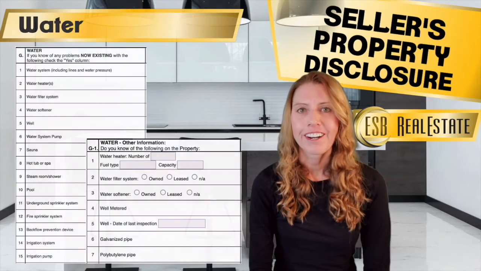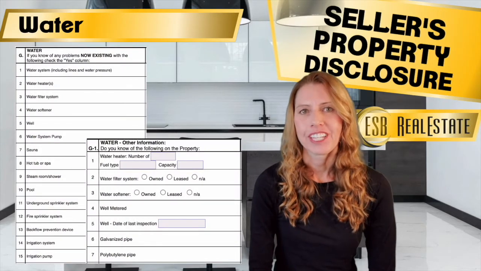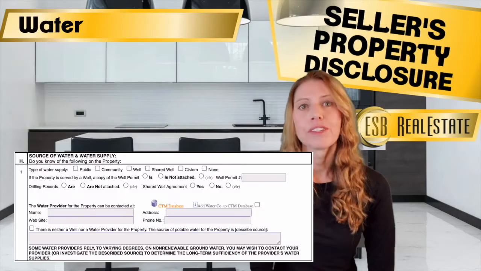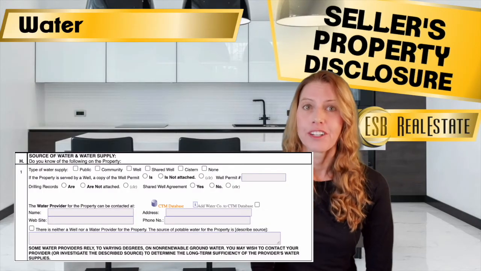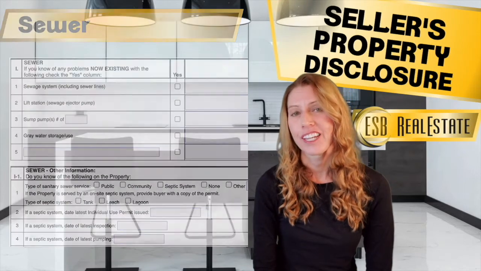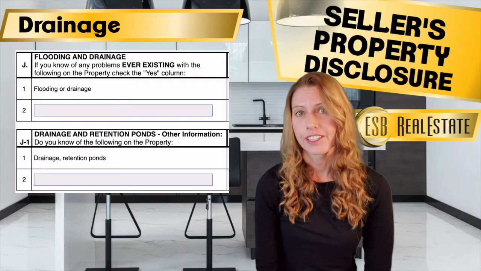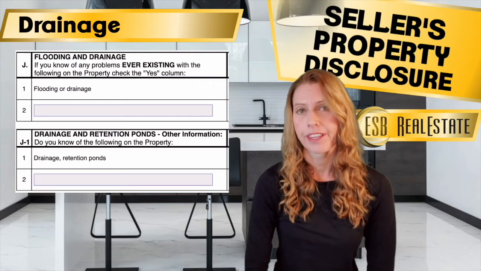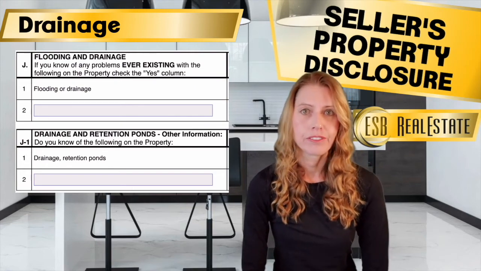Then we have water. So what kind of water do you have? Is it from the city, a cistern, or possibly a well? And if there's a well, what's the permit number? And is the well shared with anyone else? For sewer, we're looking at the septic versus the city. For drainage, is there any flooding issues? Do you notice that there are pools of water somewhere along the yard or in the house? That happens after rainstorms, snow.